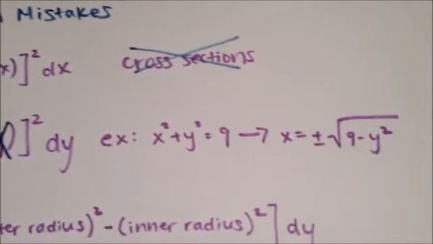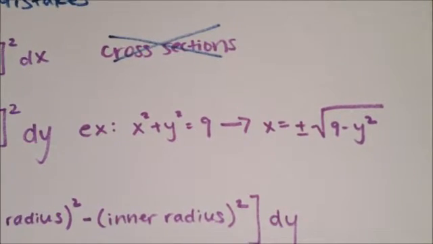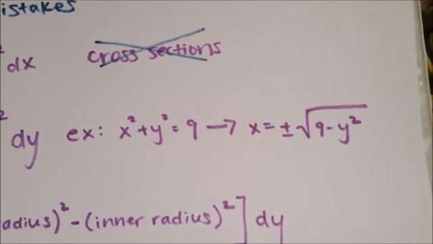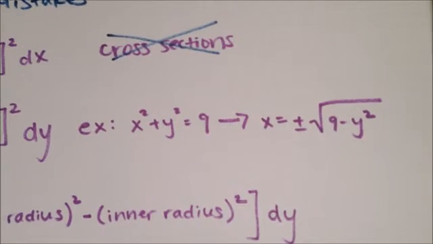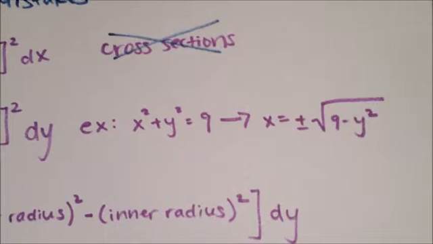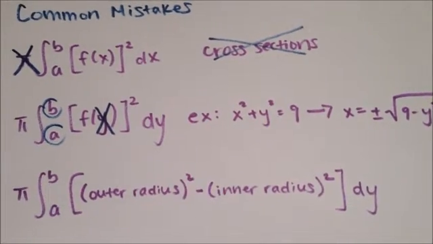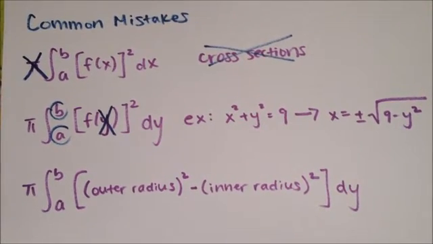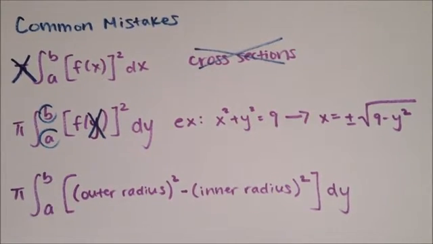So for example, if you're given the equation x squared plus y squared equals 9, you would have to rewrite that to x equals plus or minus square root of 9 minus y squared. And then you'd be able to get rid of that plus or minus by determining the sign if it's in quadrant 1, 2, 3, or 4. And this is really easy to forget because we're used to doing things in terms of x, but you need to remember that it's not in terms of x, it's in terms of y, therefore you need to put your equation in terms of y.